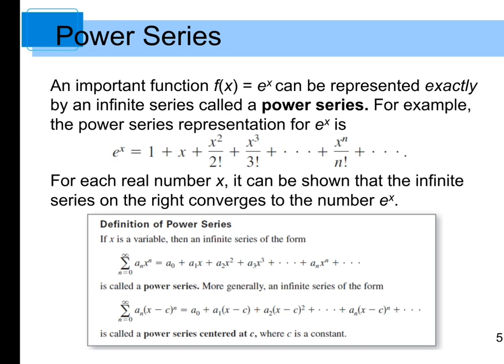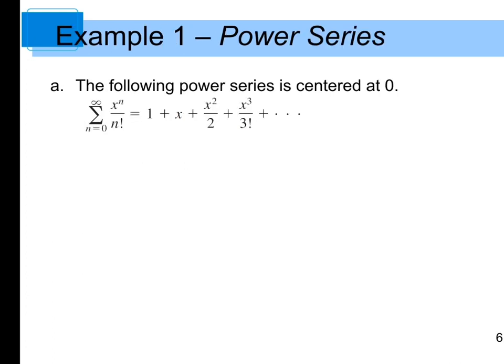More generally, an infinite series of the form the summation of n equal to 0 to infinity of a sub n times x minus c raised to n, equal to a sub 0 plus a sub 1 times x minus c plus a sub 2 times x minus c squared and so on, is called a power series centered at c, where c is a constant.